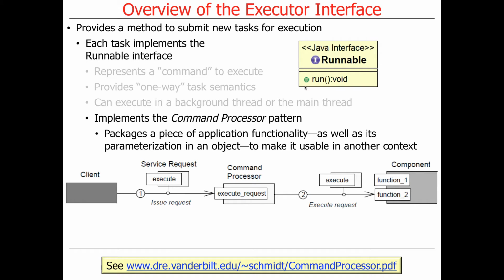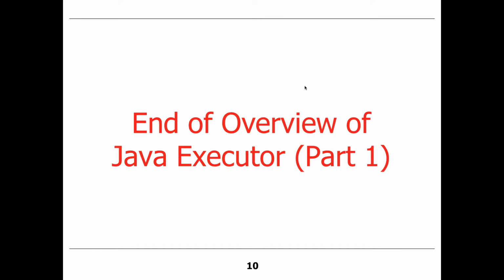So the idea is you package things up and you hand it off to a command processor. You package up a command and you give it to the command processor, and the command processor then executes it later. Very common pattern in concurrent programming, used all the time. All right, so that's the end of the Java Executor interface discussion. Again, it's so simple, we didn't need to spend much time on it.